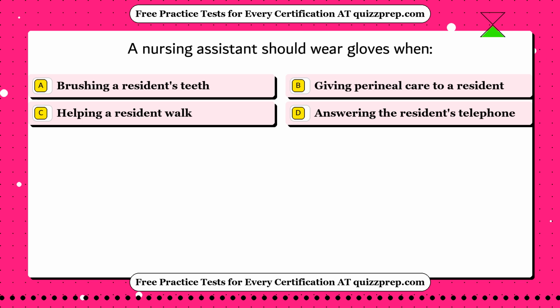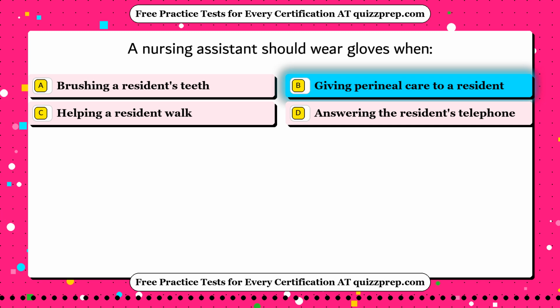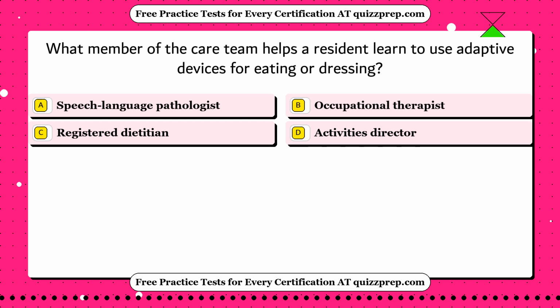Question 86. A nursing assistant should wear gloves when: Option A, brushing a resident's teeth. Option B, giving perineal care to a resident. Option C, helping a resident walk. Option D, answering the resident's telephone. The correct answer is option B, giving perineal care to a resident. Perineal care involves contact with mucous membranes and potential body fluids, urine or stool, making gloves a requirement for infection control.